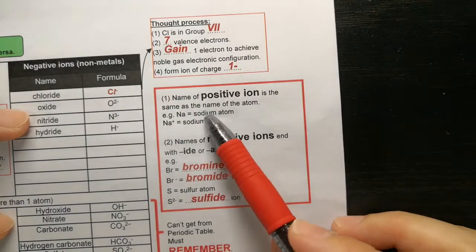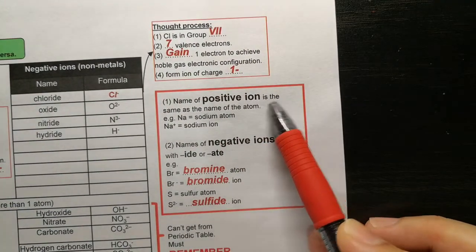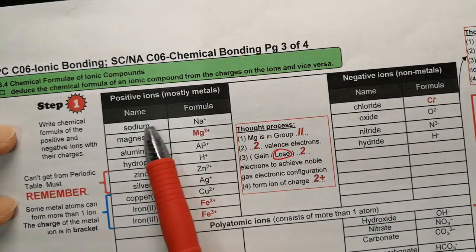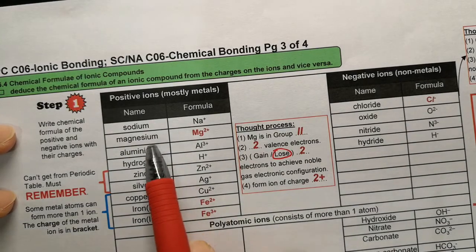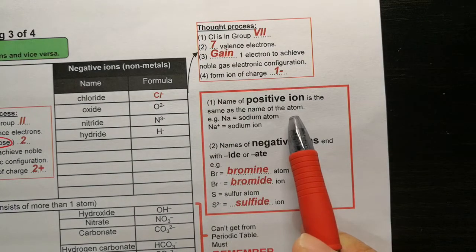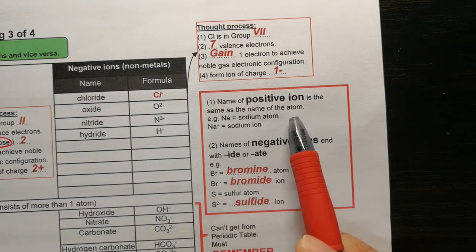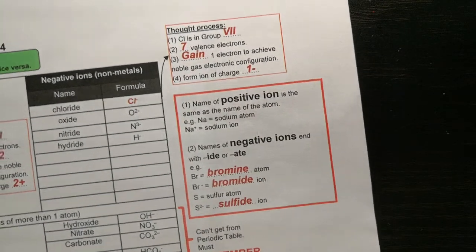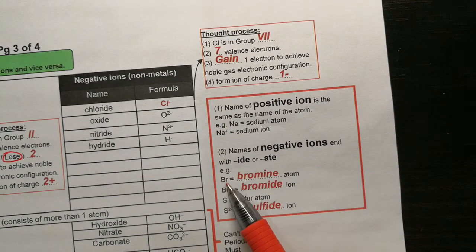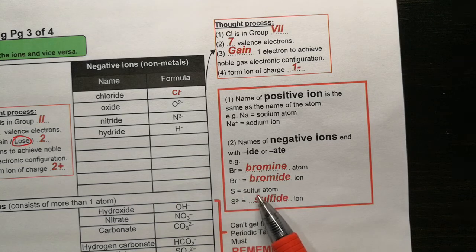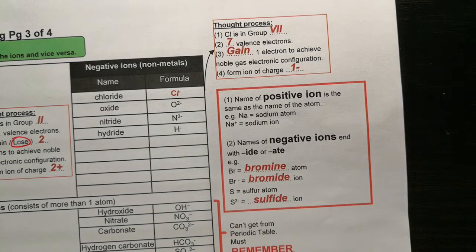Now, one thing to take note is that the name of a positive ion is the same as the name of the atom. For example, sodium atom, now sodium ion. So both are sodium. Magnesium also. Magnesium atom, magnesium ion. So when the atom becomes a positive ion, the name doesn't change. But for the negative ion, the name does change. For example, Br is actually the bromine atom. Br- is the bromide ion. Likewise with sulfur, S is the sulfur atom and S2- is the sulfide ion.